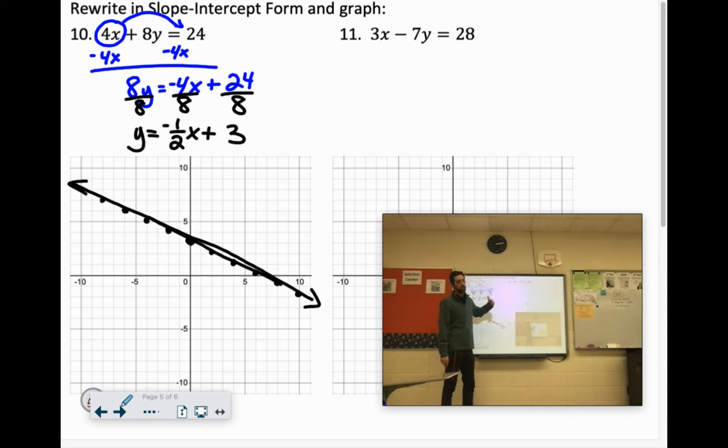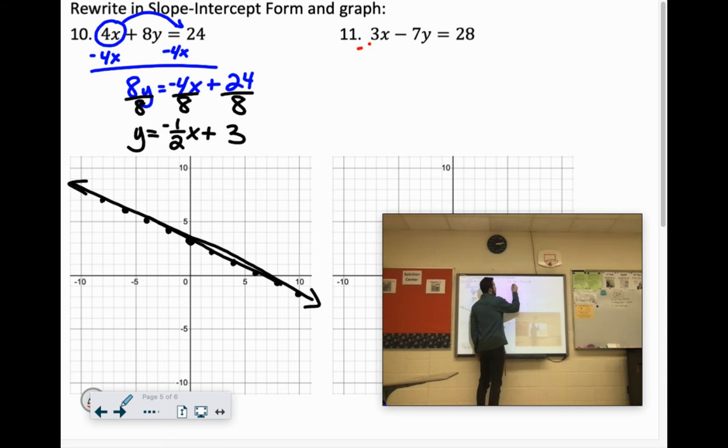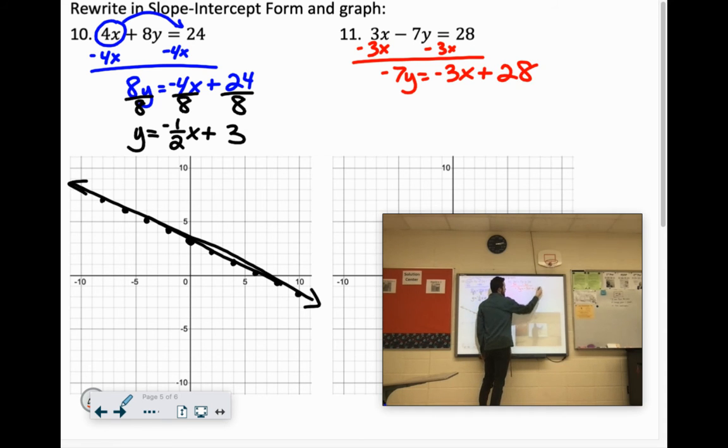So if it's positive 3x, to move it to the other side, you would subtract it. So minus 3x, negative 7y equals negative 3x plus 28. We're going to have to divide out that negative 7. Now the only thing we can do with this negative 3 over negative 7 is cancel out the negatives. 3/7 x, and then 28 divided by negative 7 is negative 4.